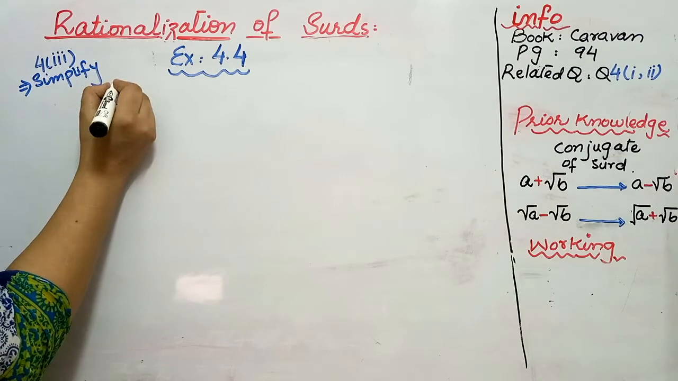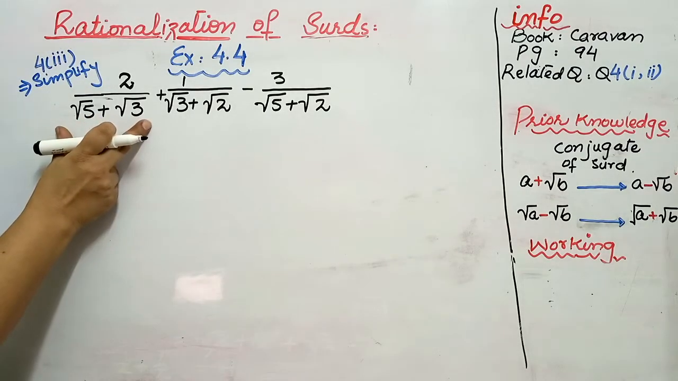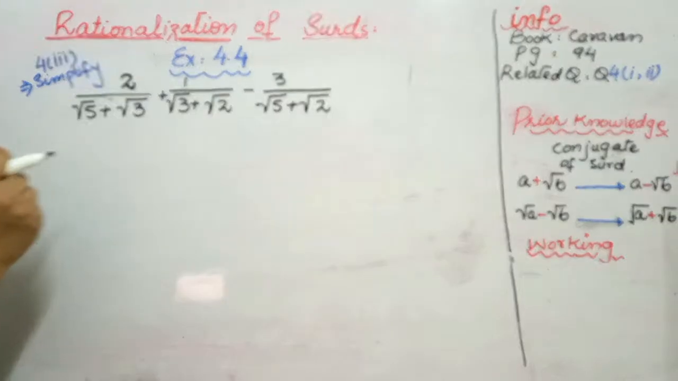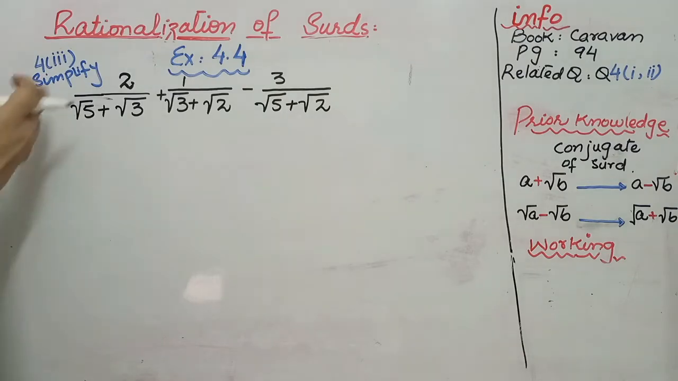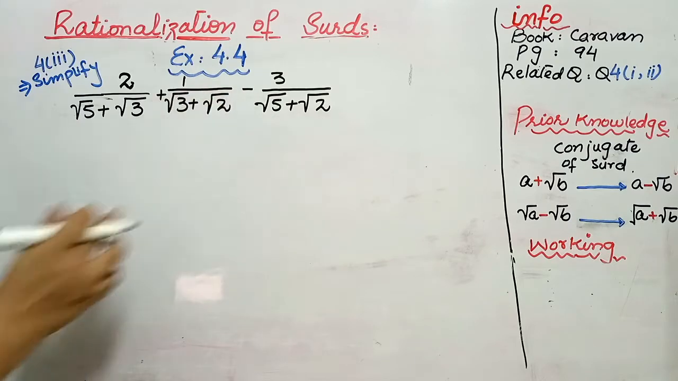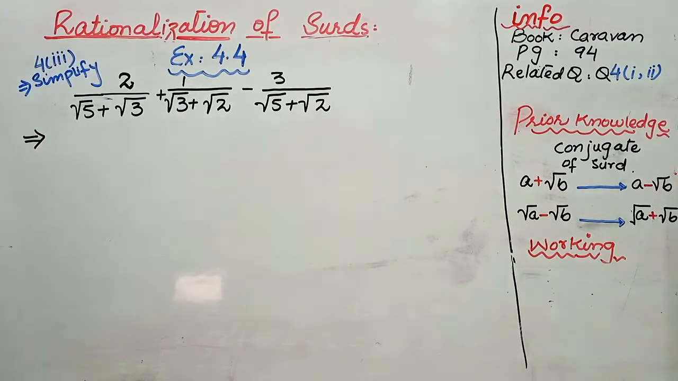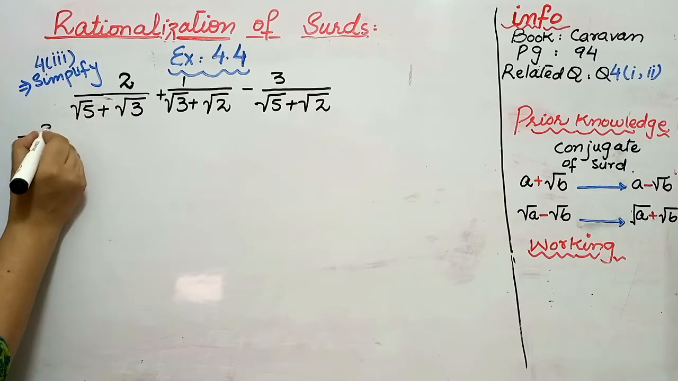This is the question. We have three terms here, first, second and third, and in all three terms the denominator is a surd. If they are asking for the simplification, we have to simplify it by rationalizing all these three terms separately. For the rationalization process, we first of all need the conjugate of the surd.